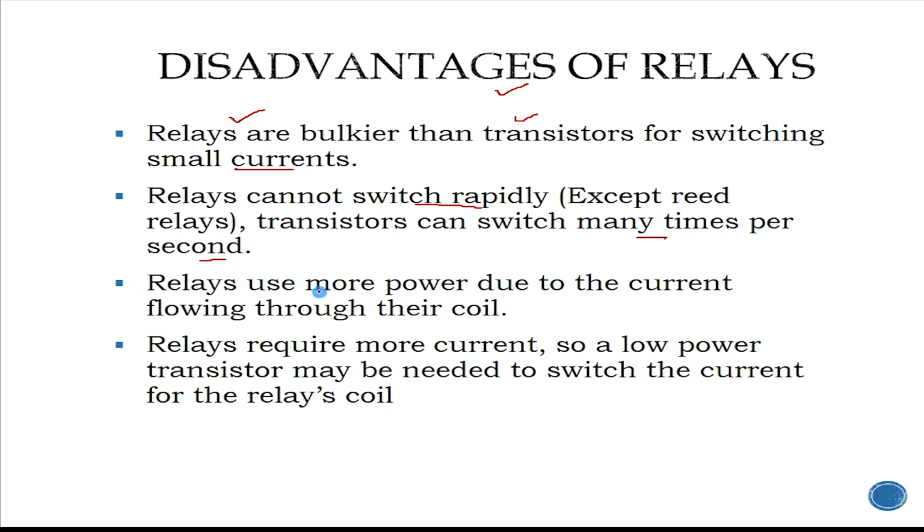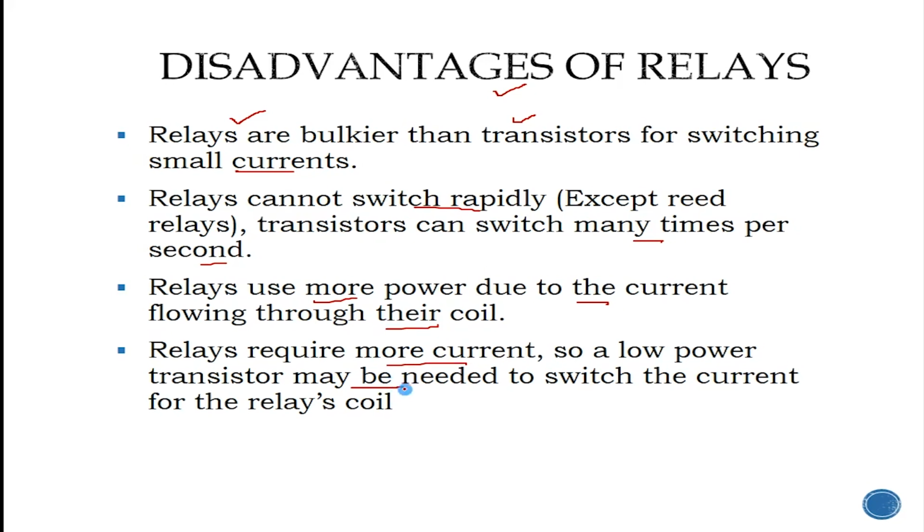Relays use more power due to the current flowing through their coil. Relays require more current, so lower power transistor may be needed to switch the current for the relay's coil. Means relays cannot be used in larger current and in fast or rapid switching.